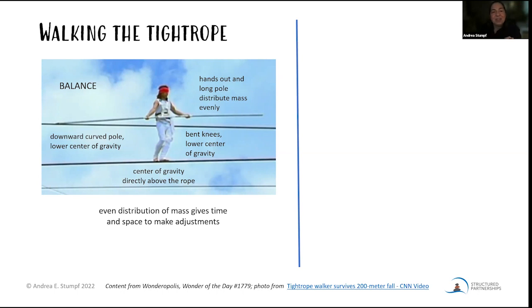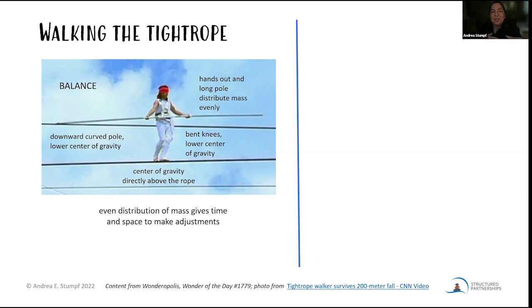So it's really good to find ways to help the balance. Another way that you can improve the balance is by lowering the center of gravity through a pole, particularly if it has a downward curve. So that acts to lower the center of gravity.